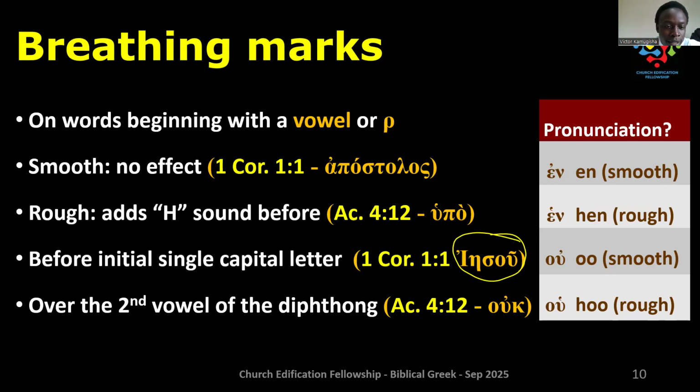Now, the other is if there is a diphthong. Remember, diphthongs are two vowel letters of which the last letter is either iota or upsilon. If it is a diphthong, that breathing mark will be on the second vowel, but the pronunciation rules are the same. Our normal apostrophe has no effect. The opposite of our normal apostrophe adds an H sound. So I'll give some examples.